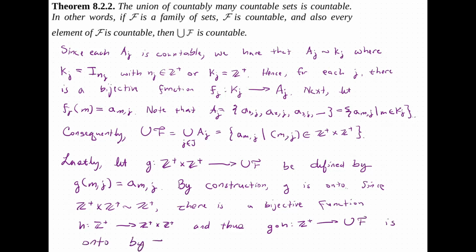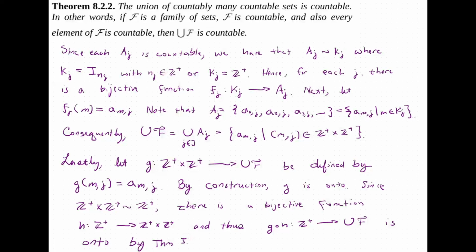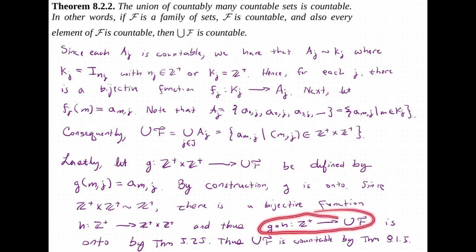And now we use theorem 5.25, which tells us that if we have the composition of two functions that are onto, then so is the composition. So we have theorem 5.25, and thus the union of f is countable by theorem 8.15, since now we have the existence of a function that is onto.